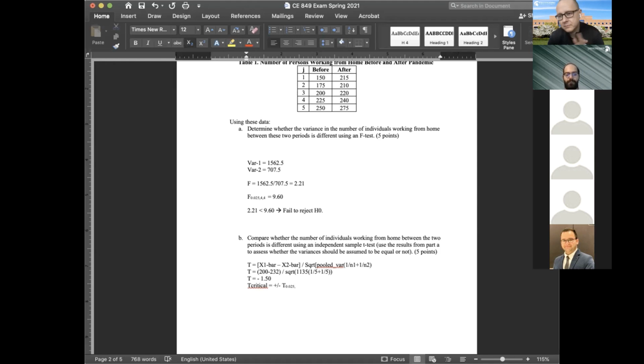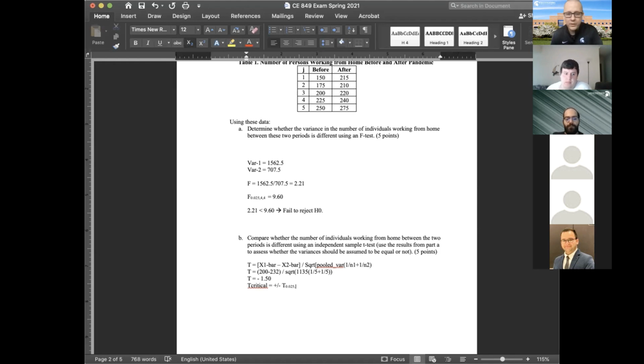Is it n1 plus n2 minus 2? Yep. So you've got n minus 1 for each of the two samples. So in this case, it's 5 plus 5 minus 2, or 8 degrees of freedom. And then consequently, that gives us a value of plus or minus 2.31.